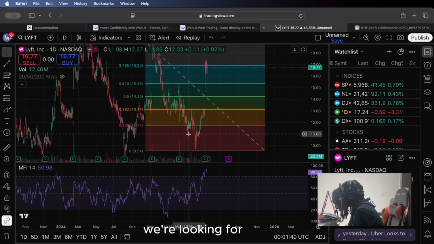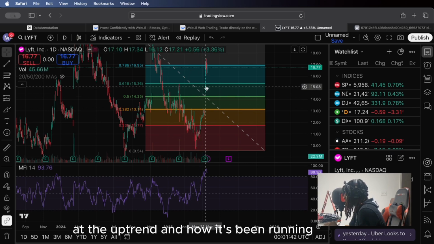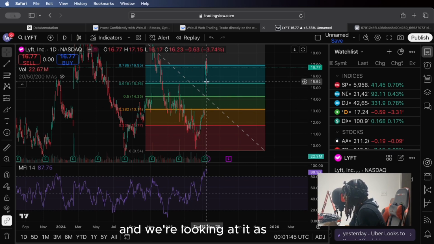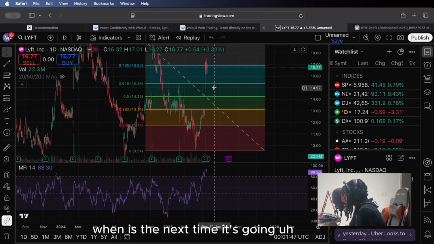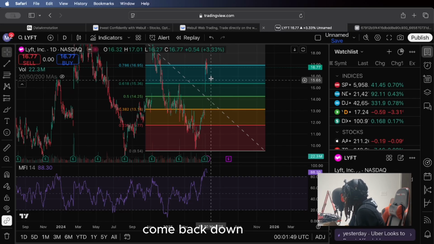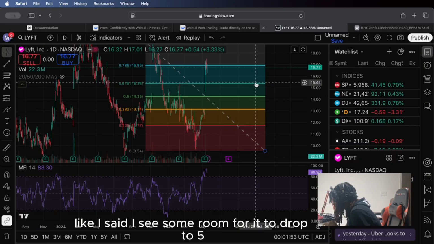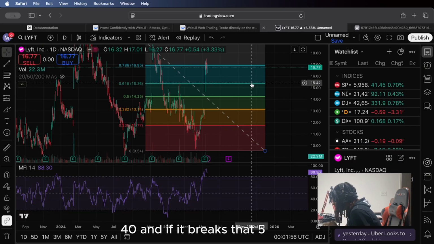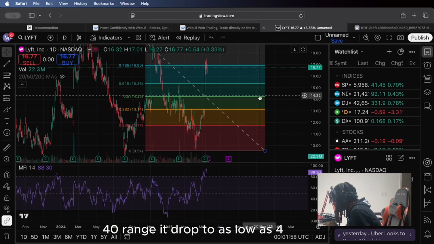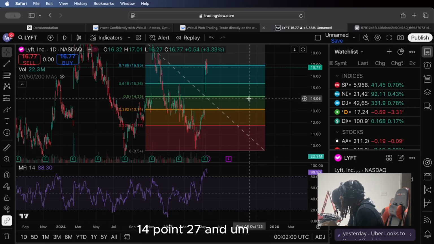But in this instance, we're looking at the uptrend and how it's been running, and we're looking at when is the next time it's going to come back down. So it acted as a resistance right here, and like I said, I see some room for it to drop to 15.40, and if it breaks that 15.40 range, it drops as low as 14.27.